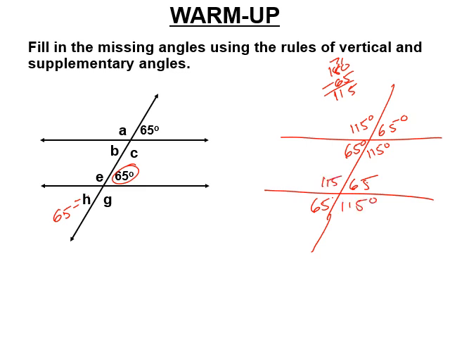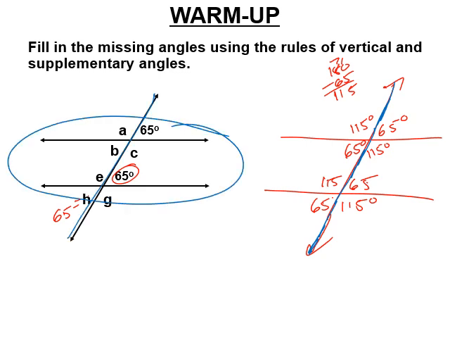Now, this line that we're shading in blue here is called a transversal. A transversal is simply a line that crosses two or more other lines, okay? And in this case, this is a special case because this transversal was crossing two parallel lines.